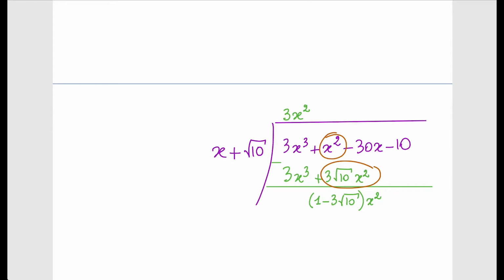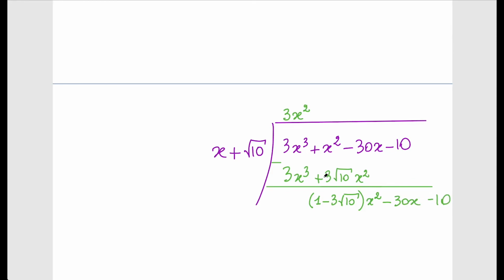All right, let's erase this part. And for the last part, I don't have anything that pertains to x here, so that's going to be negative 30x and negative 10, right?